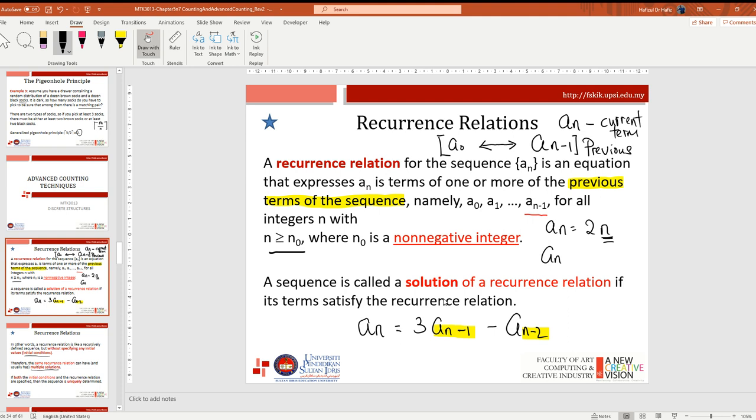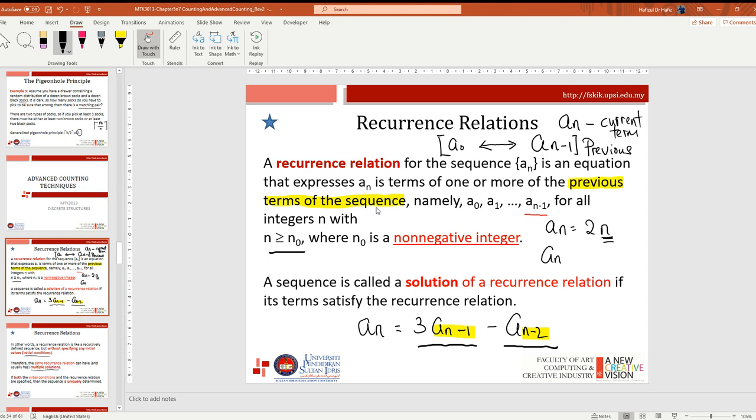Yang mana kalau kita lihat kat sini, a_n is equivalent to 3a_{n-1} minus a_{n-2}. This one is to satisfy the recurrence relation. Okay, nanti kita akan tengok. Sekarang ada soalan ke? Macam mana nak dapat 3a_{n-1} minus a_{n-2}? Ini based on the sequence. Sequence ni maksudnya kita ada nombor yang berjujukan.